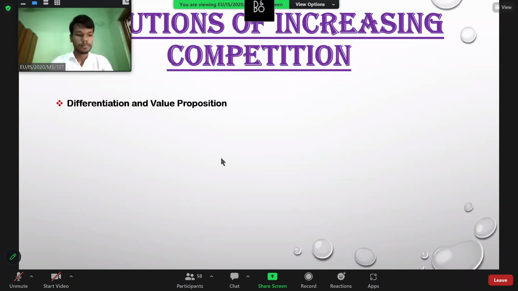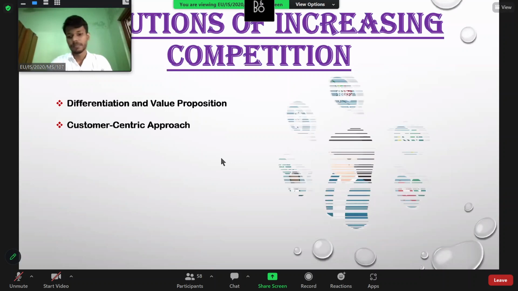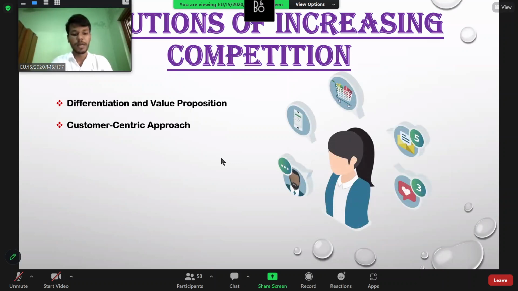Second one, customer-centric approach. Emphasizing customer needs and providing exceptional customer experience can help Janashakti Insurance build strong relationships and loyalty. By understanding customer preferences, actively seeking feedback, and continuously improving their products and services based on customer insight, the company can differentiate itself and create competitive advantage.